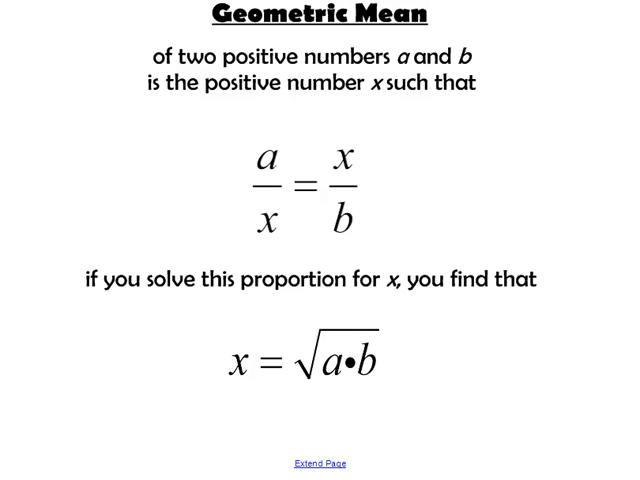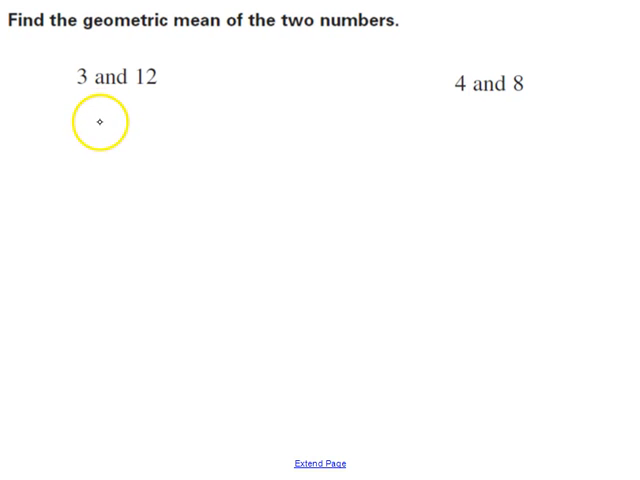Similarity in right triangles. The geometric mean of two positive numbers a and b is the positive number x such that a over x equals x over b. And if you solve this proportion for x, you'll find that x is equal to the square root of a times b. So let's go ahead and find the geometric mean of the two numbers given.